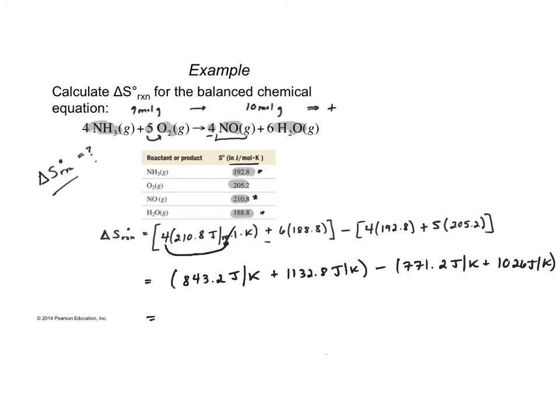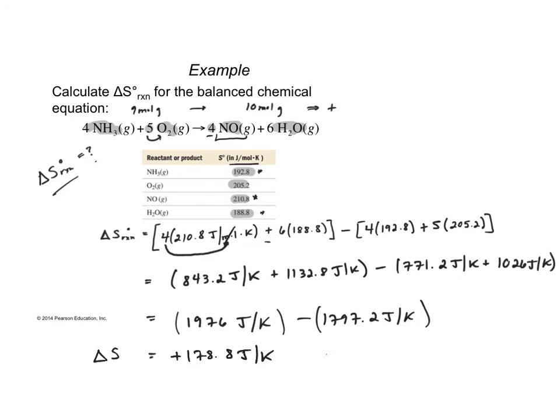So again, you guys have fancy calculators, you can plug all these in. I deal with my little solar powered calculator. So this is 1976 joules per Kelvin. That is the first bracket, minus 1797. And so when we sum these guys together, we subtract them, take their difference, we end up with a positive 178.8 joules per Kelvin. Delta S naught.